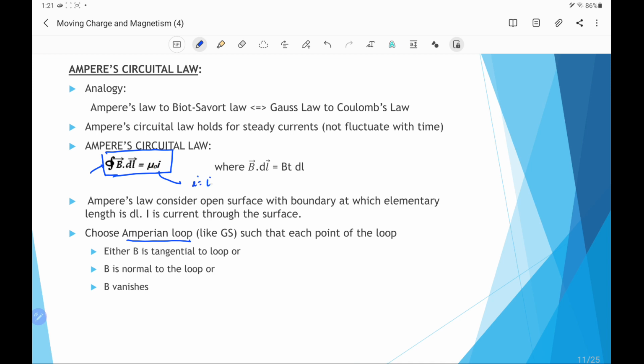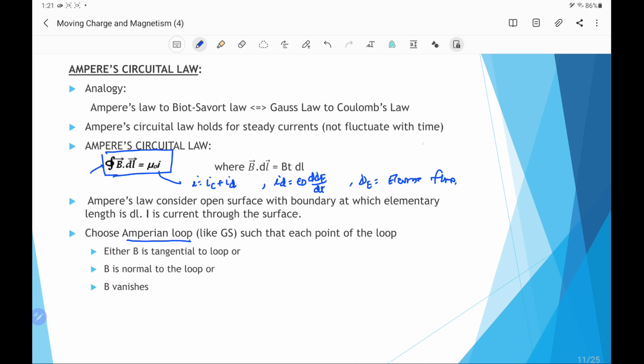and this current is given as the sum of the conduction current I_C and the displacement current I_D, where this displacement current I_D is equal to epsilon naught d phi_E by dt, and here this phi_E is the electric flux.